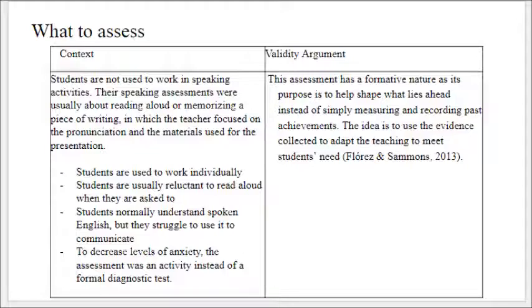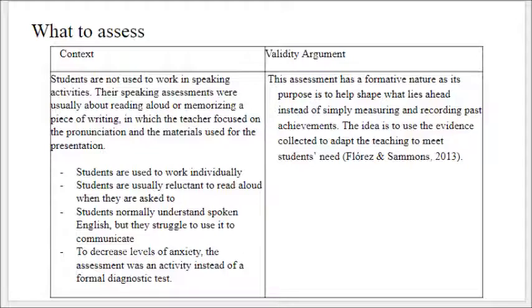In fact, their speaking assessments were usually about reading aloud or memorizing a piece of writing, in which the teacher focused on the pronunciation and the materials used for the presentation, such as a PowerPoint presentation, images, or just to name a few. From what I have observed during my time attending this school is that students are used to working individually, because there is not much inclusion of pair work or group work.